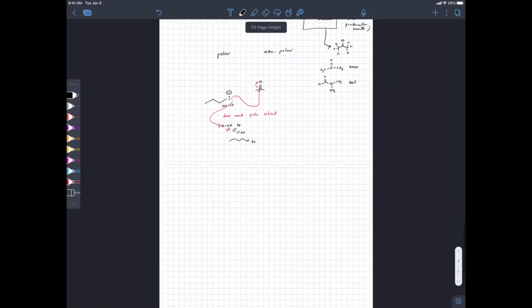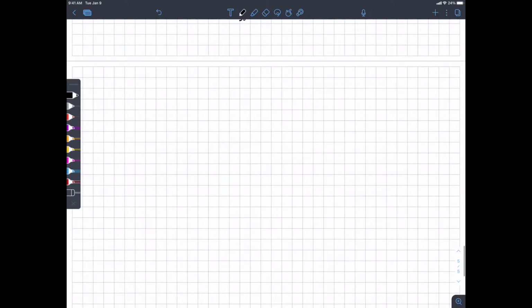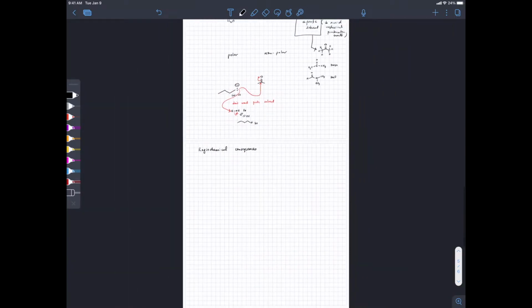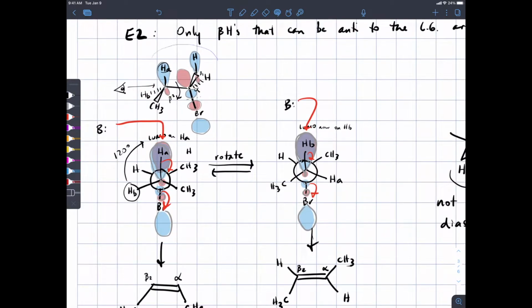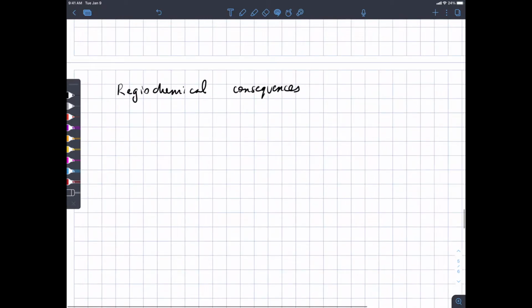Golly. Okay, we've talked about stereochemical consequences of the E2 reaction. I want to now deal with regiochemical consequences. And what we mean by this, returning to our previous example that we can't seem to get away from, in our alkyl halide here, where we looked in detail at what the LUMO was, we saw that there were beta protons on different carbons.